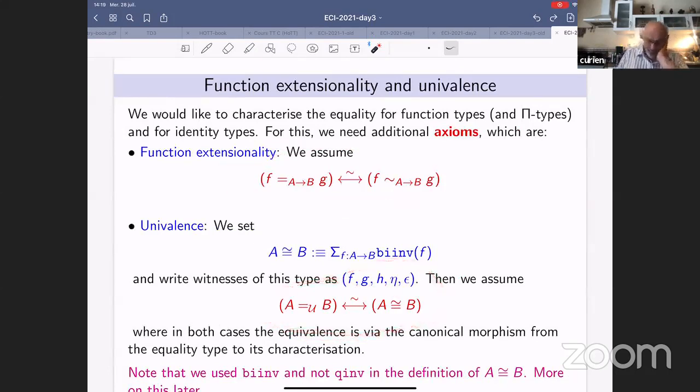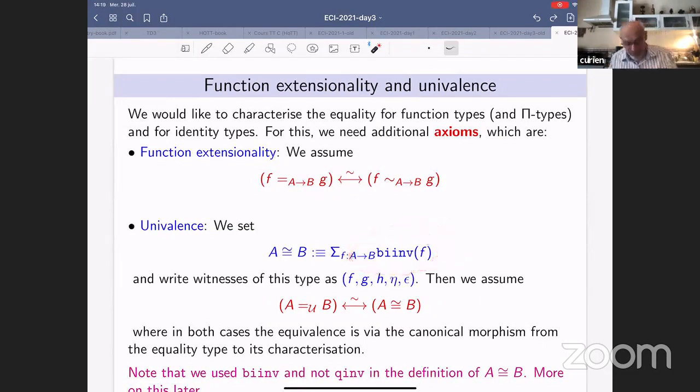So you have two decent notions of equality between types. The one provided by type theory, the propositional equality on the type U, which is the type of all types, and this notion of equivalence of types, taken to be with bi-inv. And why bi-inv?